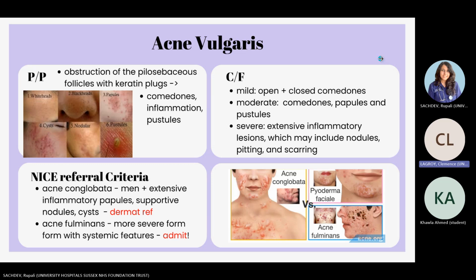So first topic is acne vulgaris. We all know it as just acne, which is mainly present in teenagers, but also adults will present with it. It's the obstruction of the pilosebaceous follicle with keratin plugs. And that means that you have kind of inflammations. You can have pustules.